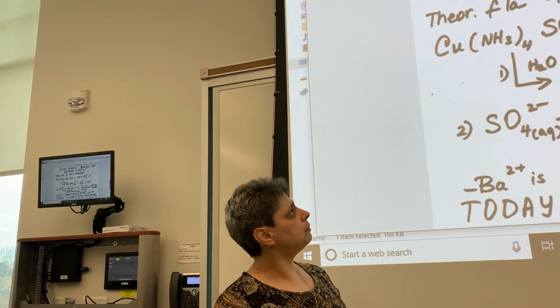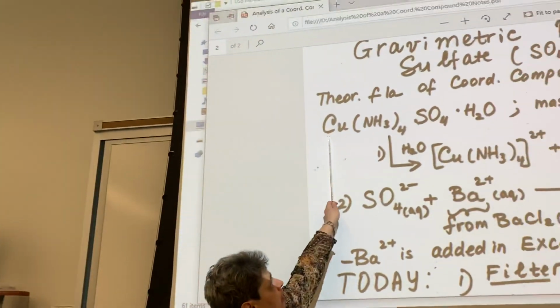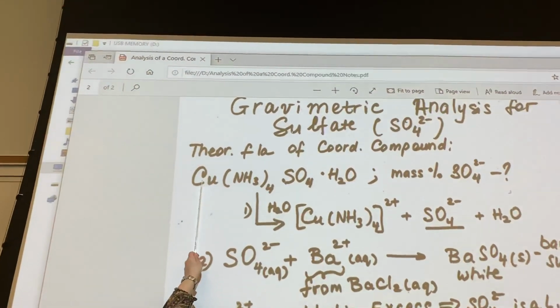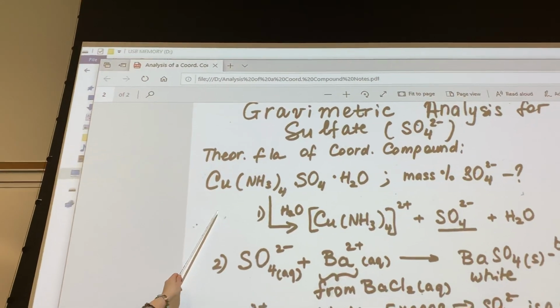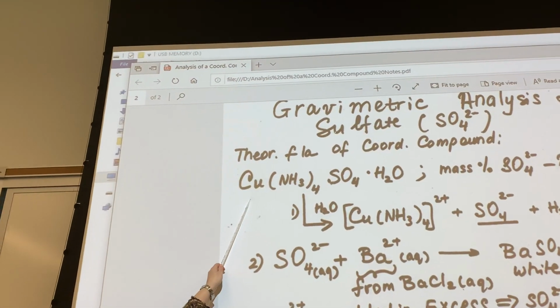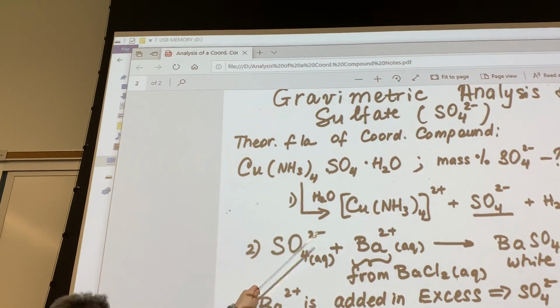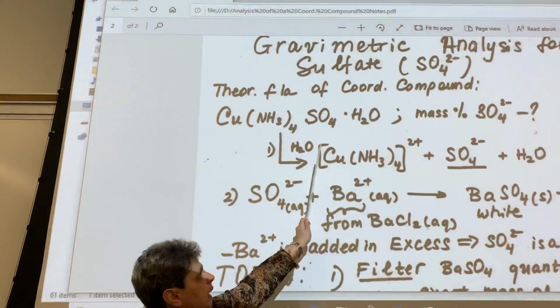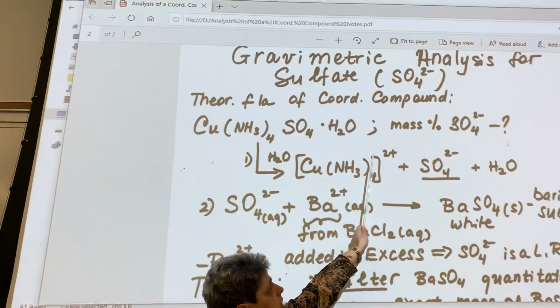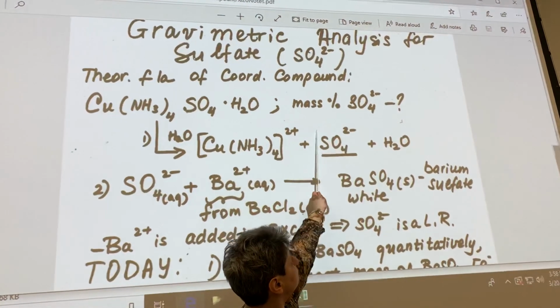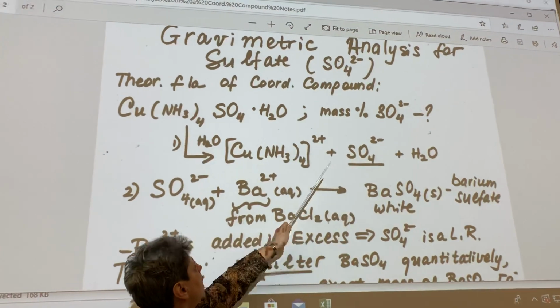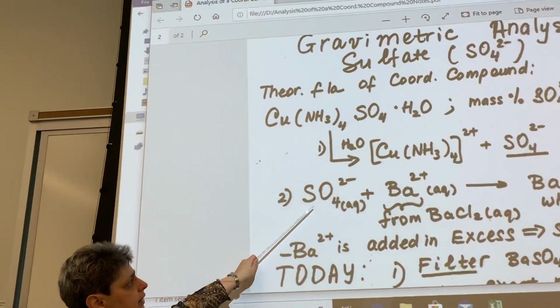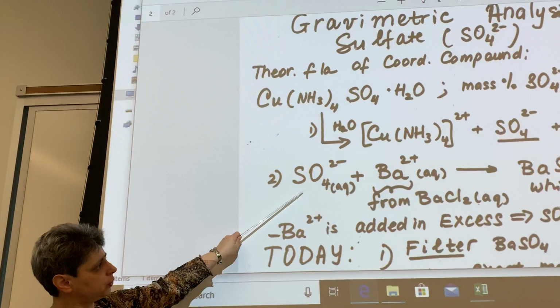Last time I took a known amount of tetraamminecopper sulfate monohydrate, the purple solid that was prepared earlier. I dissolved it in water and added some hydrochloric acid. The result is that the substance dissolved and dissociated, and one of the ions produced was the sulfate ion. I then heated the solution until it was very hot, almost boiling.